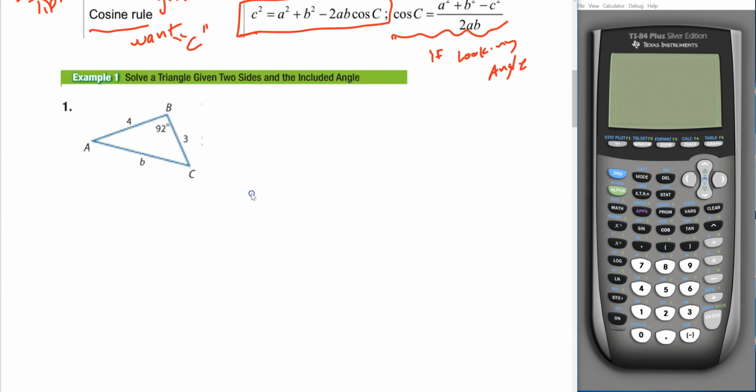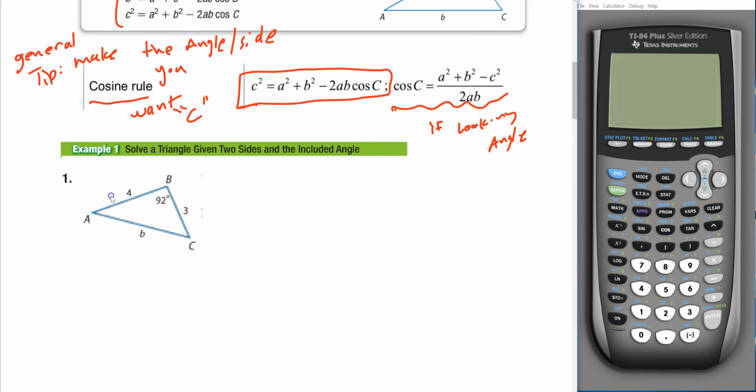So let's look at this first one. Solve the given triangle given two sides and the included angle. Notice how I have two sides and an angle in between. So this is not an ambiguous case, since it's two sides and an angle between. In this case, there are no pairs, so it's law of cosines. I don't have angle C, I don't have angle A, I don't have side B. No pairs. So law of cosines.